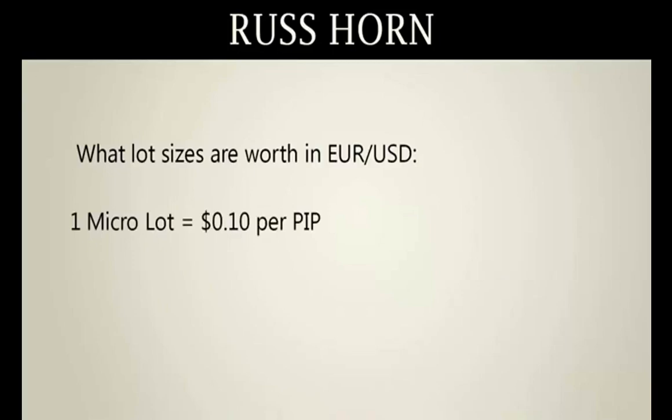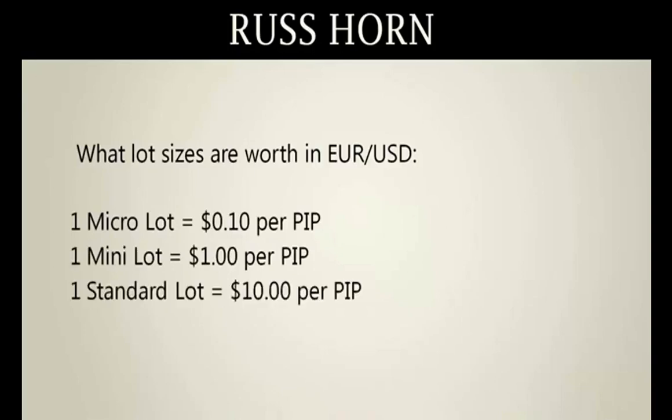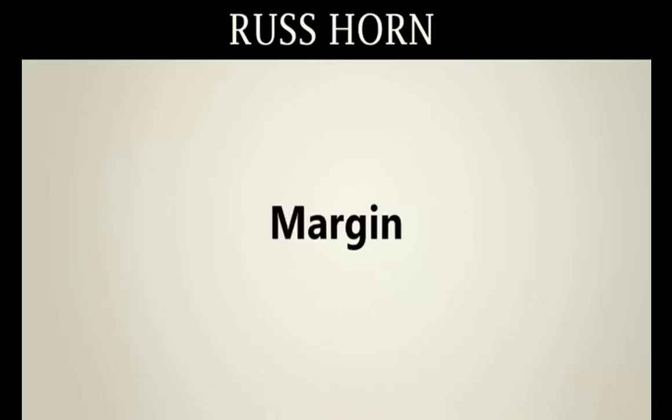One micro lot is worth 10 cents a pip, one mini lot is worth $1 a pip, and one standard lot is worth $10 a pip.